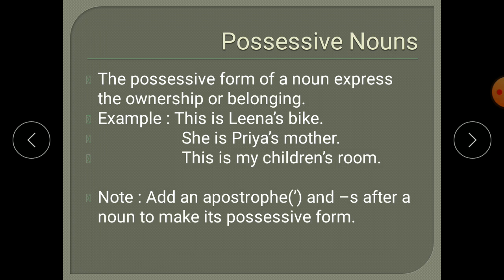The next kind is possessive noun. Possession means belonging. So the possessive form of a noun expresses ownership or belonging. For example, this is Lina's bike. She is Priya's mother. This is my children's room. So all these show belongingness. In possessive form, we add an apostrophe and s after a noun to make its possessive form.